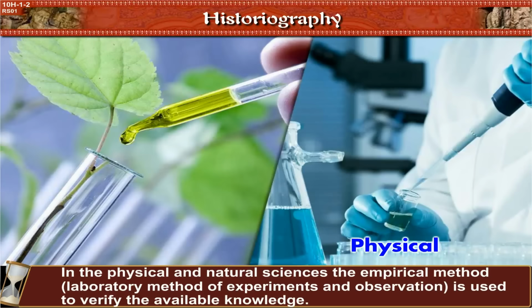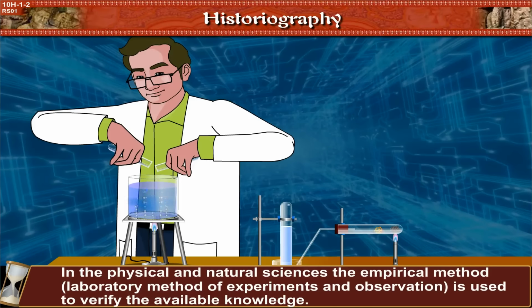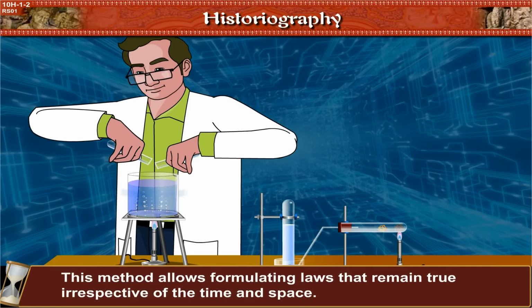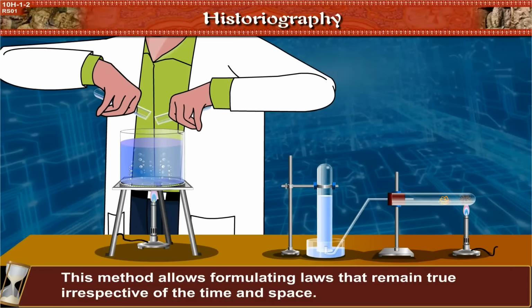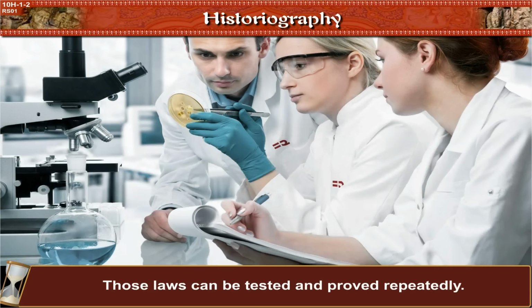In the physical and natural sciences, the empirical method, that is, the laboratory method of experiments and observation, is used to verify the available knowledge. This method allows formulating laws that remain true irrespective of the time and space. Those laws can be tested and proved repeatedly.